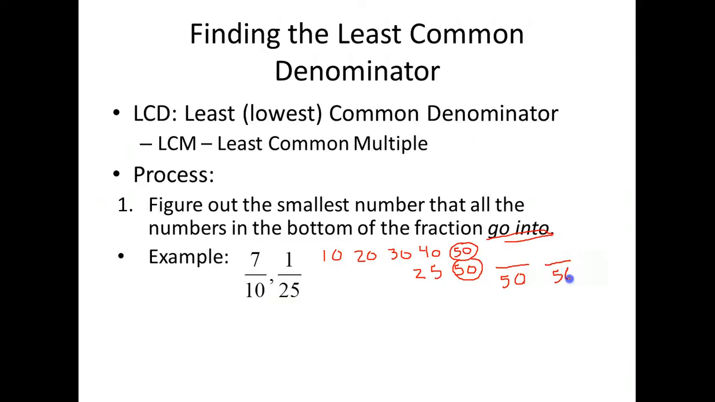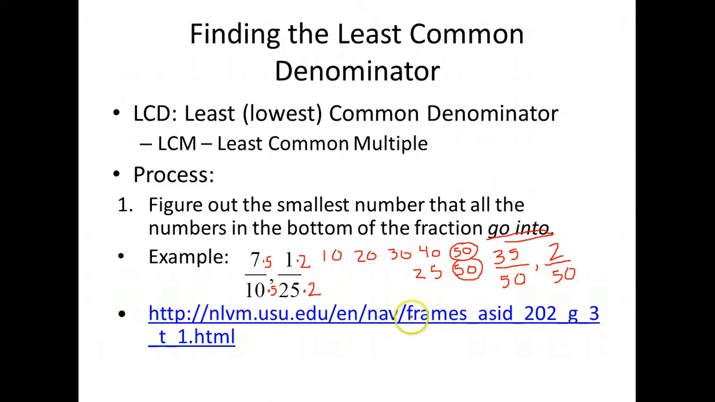Now the question is, what happens to the number on the top of the fraction? So here's how we figure that out. 25 times what will give us 50? 25 times 2 will give us 50. So if I multiply the bottom by 2, I have to multiply the top by 2. So I end up with 2 out of 50. Over here, 10 times what equals 50? 10 times 5 equals 50. So 7 times 5 equals 35. So 7 out of 10 is the same as 35 out of 50. 1 out of 25 is the same as 2 out of 50.